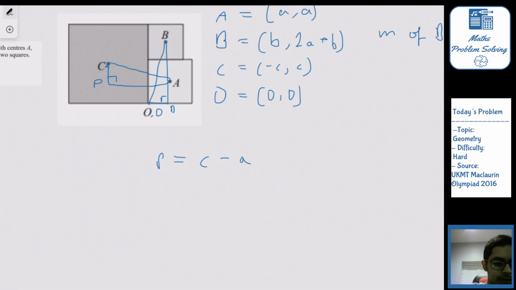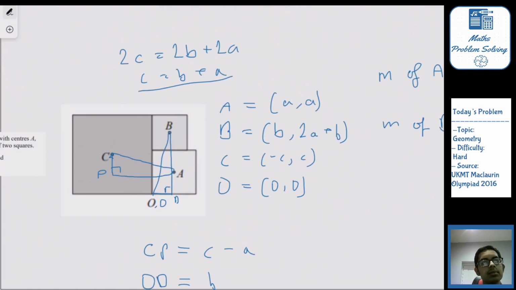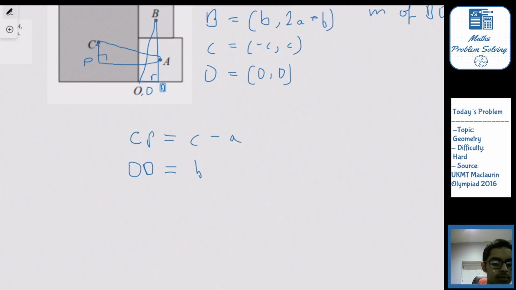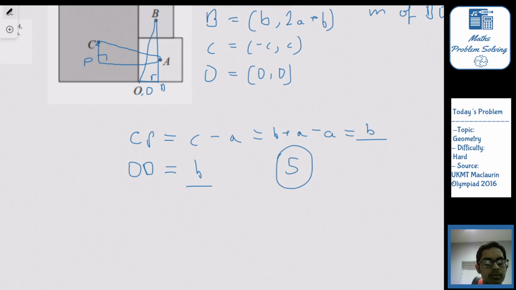And now we'll basically just do the same thing with OD, and then they should, in theory, be equal. So OD equals just B, length B. And okay, so C minus A equals B, because if we just scroll up a bit here, C equals B plus A. Therefore, if we're going to be super clear in our working, B plus A minus A equals B. They're both equal to B, therefore we've proved that one side is the same. I'm just going to label that side.